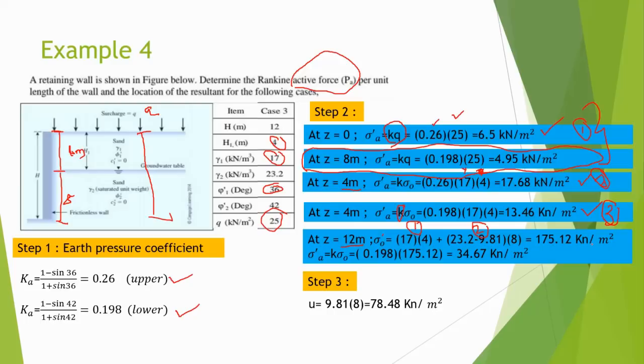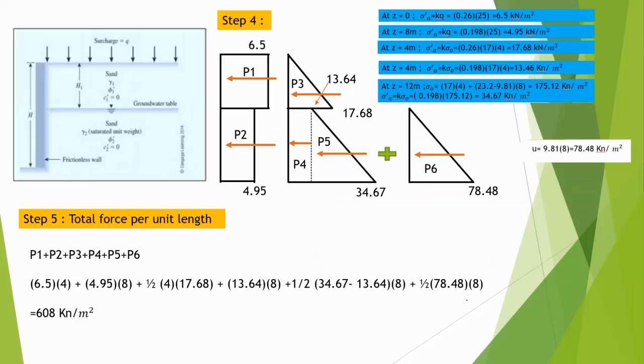Okay, and then you substitute in the original formula for horizontal effective stress, sigma A. So, for coefficient K we take the lower one, 0.198, times with the effective or vertical stress, sigma node, 175.12. You can get, for the whole Z of 12, 34.67. Settle. And then, for water, do as usual: unit of water times with the Z. So, 9.81 times 8, you can get 78.48. Settle.